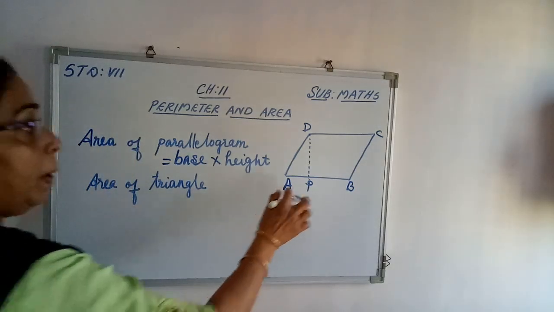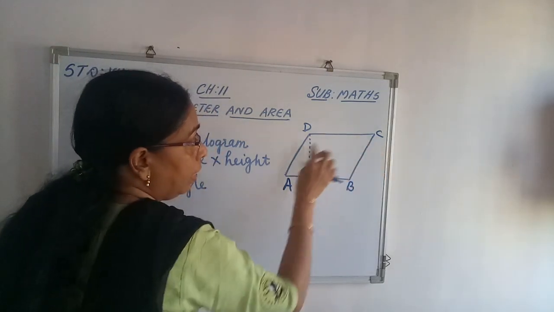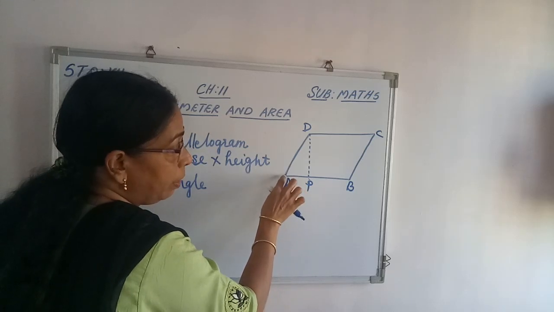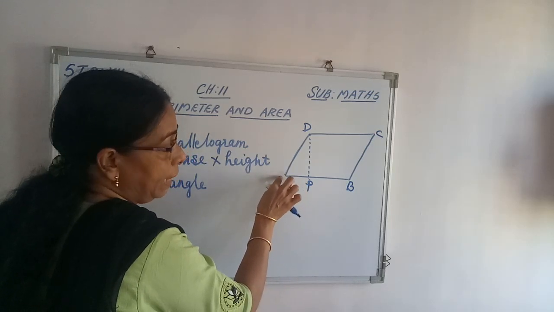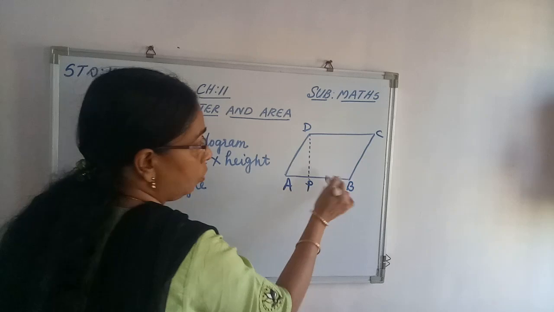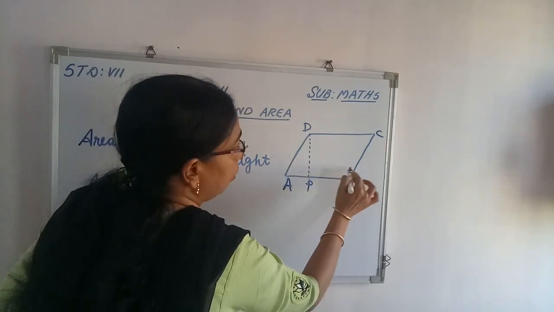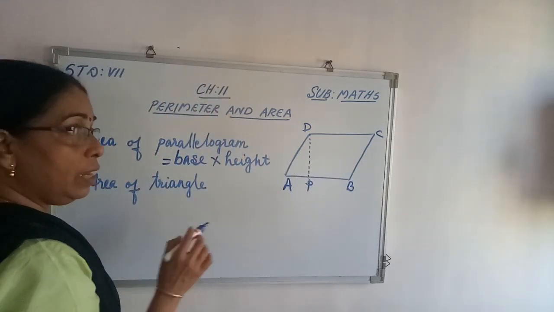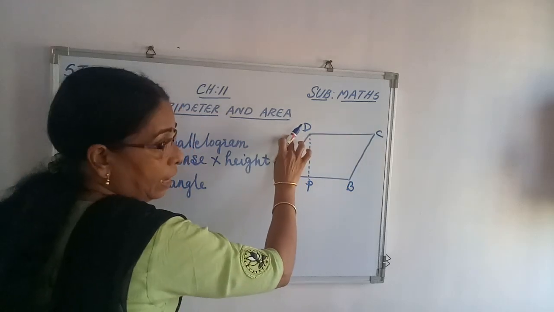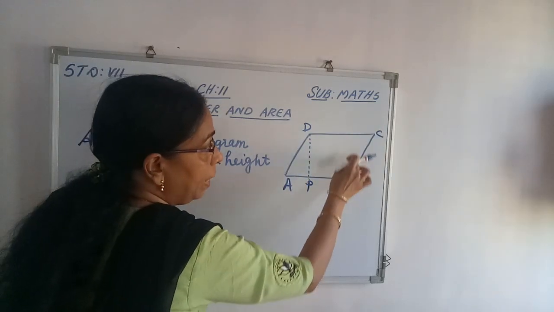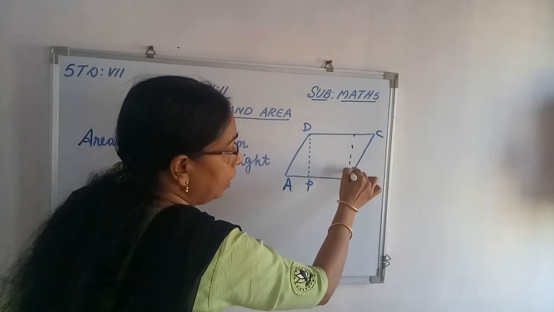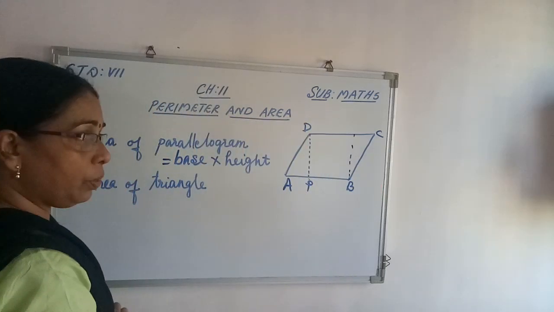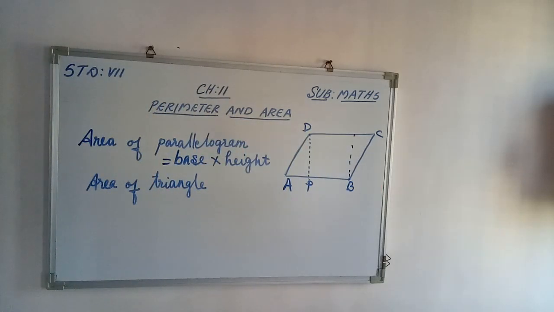And if you take BC as the base, the height will be the perpendicular that is drawn from A. A is the opposite vertex. So like this, from A you can draw the perpendicular. And if you take CD as the base, from B this distance will be the height. Clear to you? So area of parallelogram is equal to base into height.